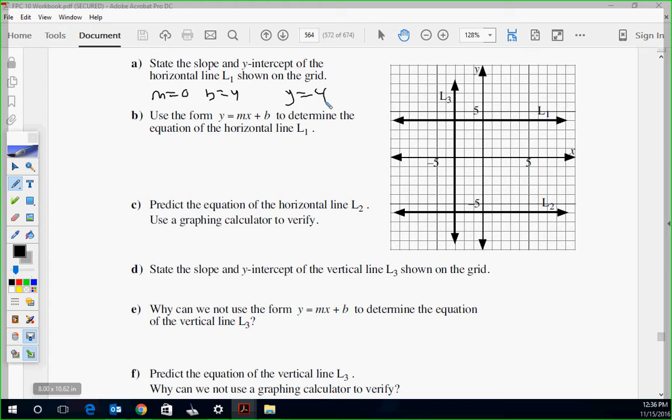I skipped a step there. I'll write it one time for you. This is what it would be: y equals 0x plus 4. But 0x is nothing, so you don't have to write that. It's just y equals 4, which makes sense because that line is always 4. So it's a constant. That's why there's no variable.